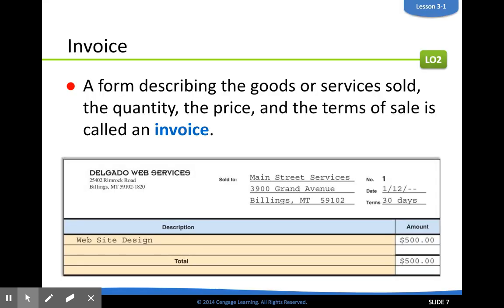Our next source document is an invoice. So you maybe receive invoices when you get something shipped in the mail. There might be a packing slip inside the box that shows the quantity and the price of the items, what should be in the box.